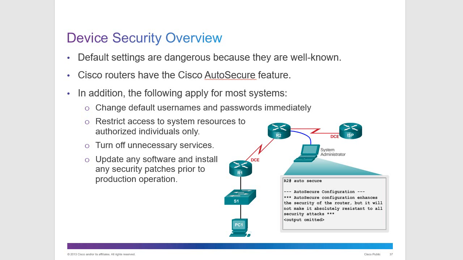You might even end up causing yourself problems by having a security feature turned on that you didn't even want turned on. So weigh your options. Do you want to use AutoSecure or not, or set things up yourself? Other than that, you should be changing your default usernames and passwords immediately. Restrict access to system resources to authorized individuals only. Turn off unnecessary services, and of course update any software and install any security patches prior to production operation.